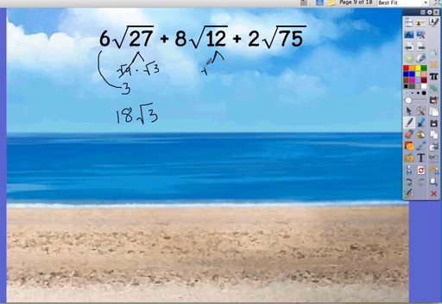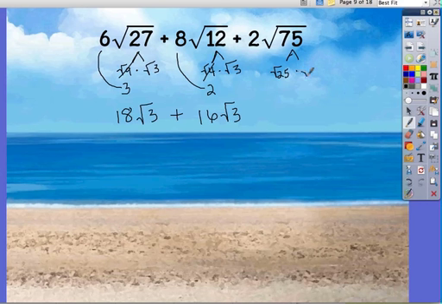12 will simplify into the square root of 4 times the square root of 3. Square root of 4 simplifies into 2. So I multiply 8 times 2, which is 16 square roots of 3. And again, it's a positive, so I'm going to add a plus sign. 75 is 25, square root of 25 times the square root of 3. Square root of 25 simplifies into 5. Multiply, 5 times 2 is 10, square roots of 3, an addition sign again.